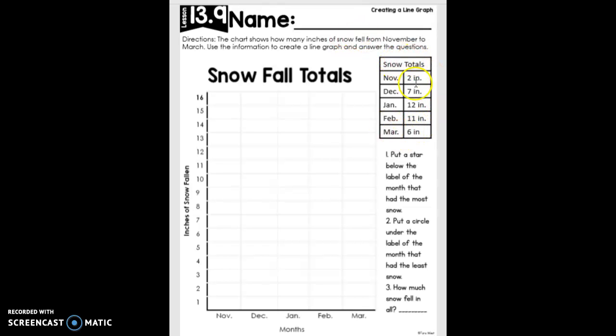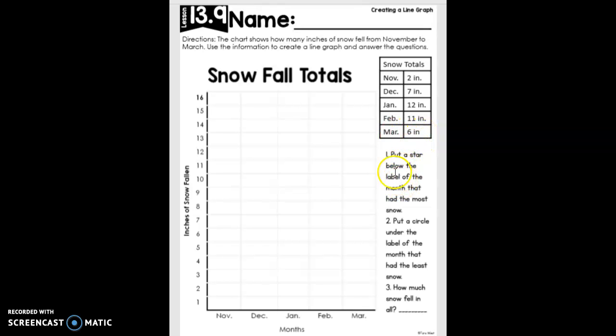You're going to look at your chart. Your information is right over here, snow totals. In November, it snowed 2 inches. In December, it snowed 7 inches. January, it snowed 12 inches. February, 11 inches. And March, 6 inches.